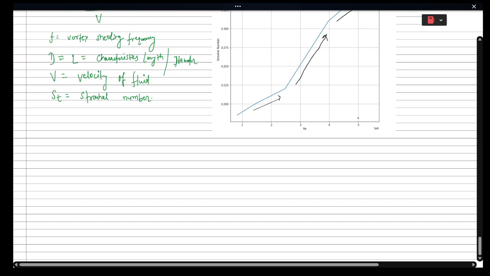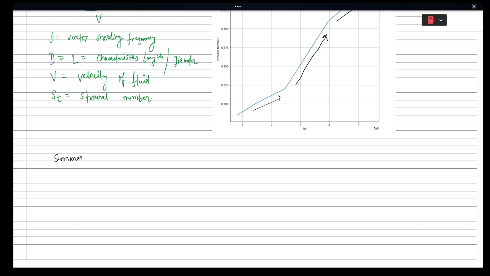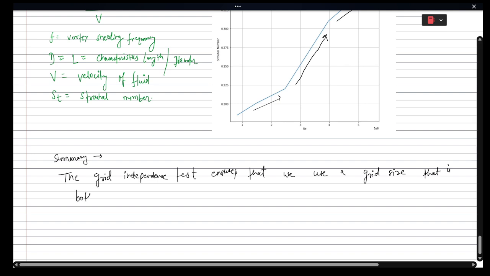If I talk about the summary, then we can say the grid independence test ensures that we use a grid size that is both accurate and efficient.